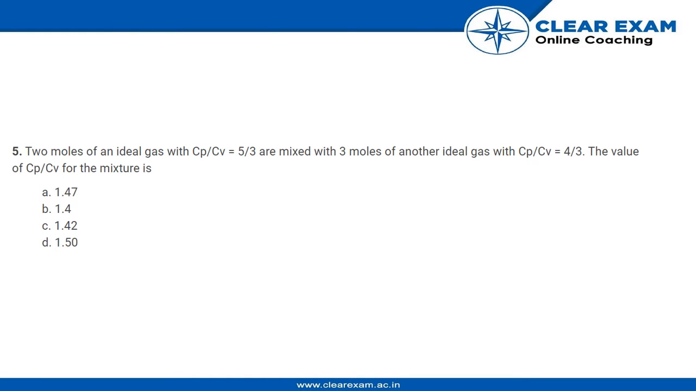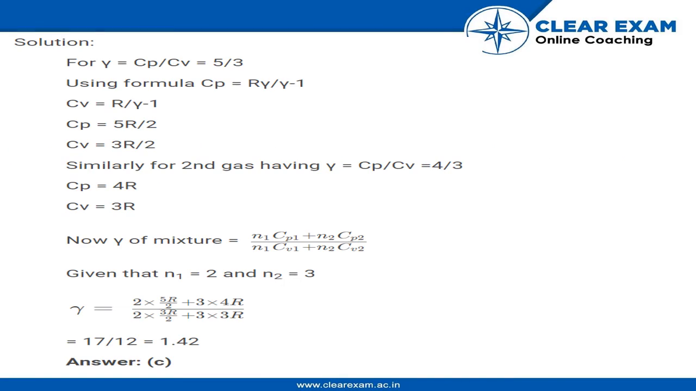Hey guys, now we are going to solve question number 5. Let's see what the question states. 2 moles of an ideal gas with Cp by Cv equal to 5 by 3 are mixed with 3 moles of another ideal gas with Cp by Cv equal to 4 by 3. The value of Cp by Cv of the mixture is, we have been given 4 options. Let's start.